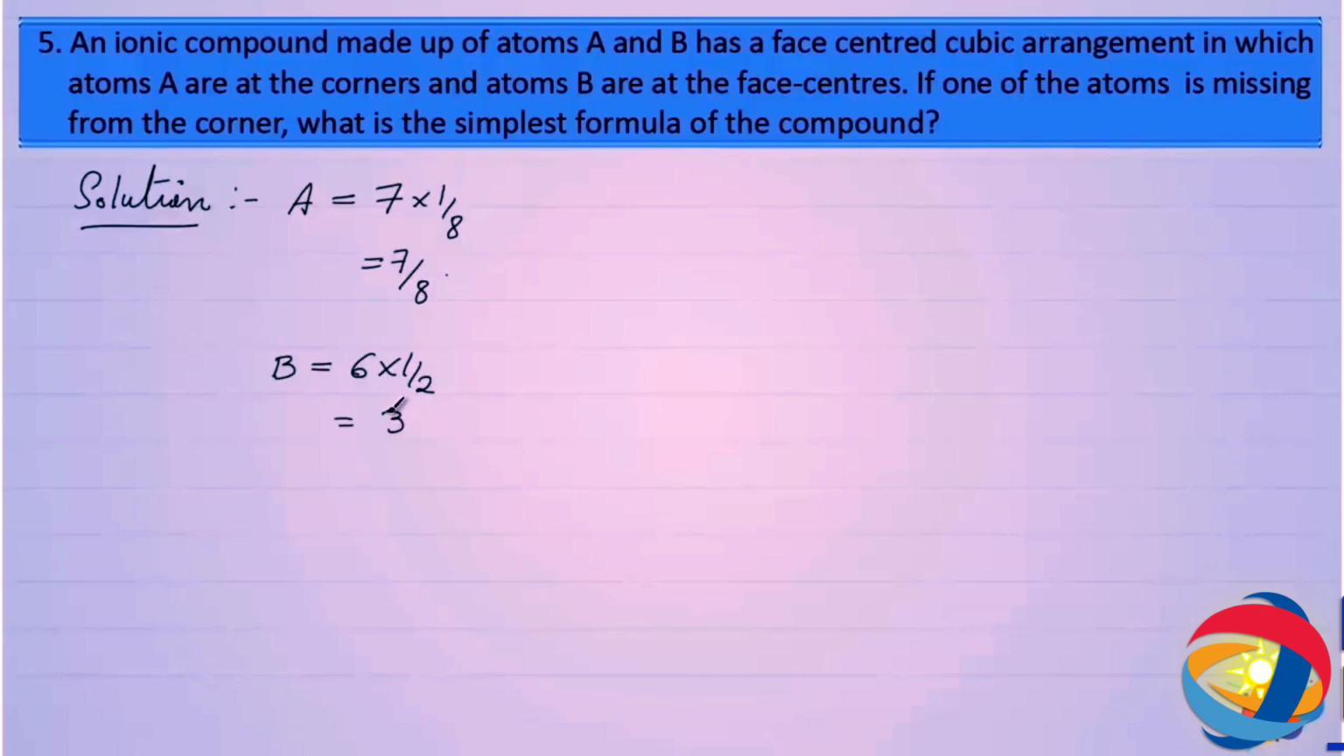Therefore, the ratio of atoms in this unit cell is A is to B, which is equal to 7 by 8 is to 3. On multiplying with the common factor of 8, the above ratio of atoms becomes A is to B is equal to 7 is to 24. Therefore, the formula of the compound is A7B24.